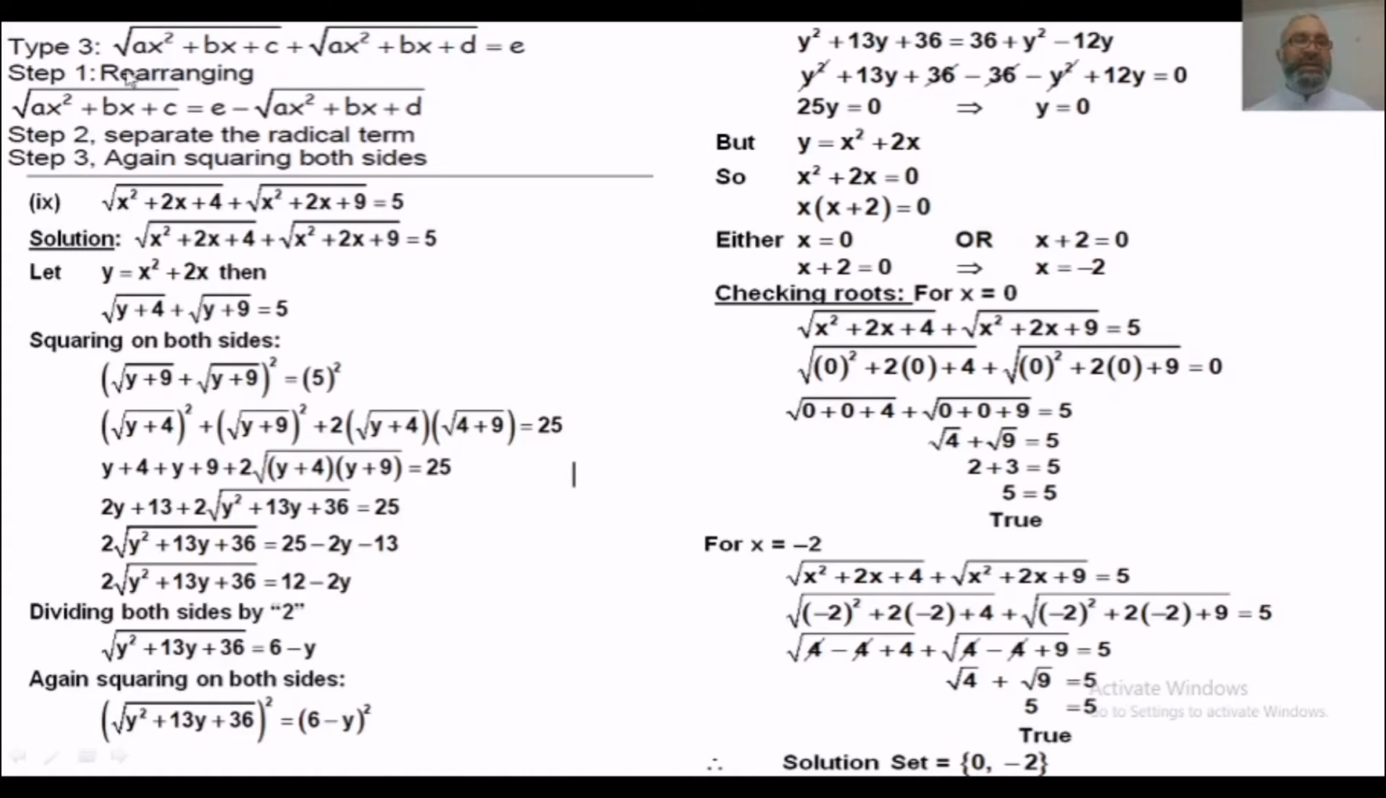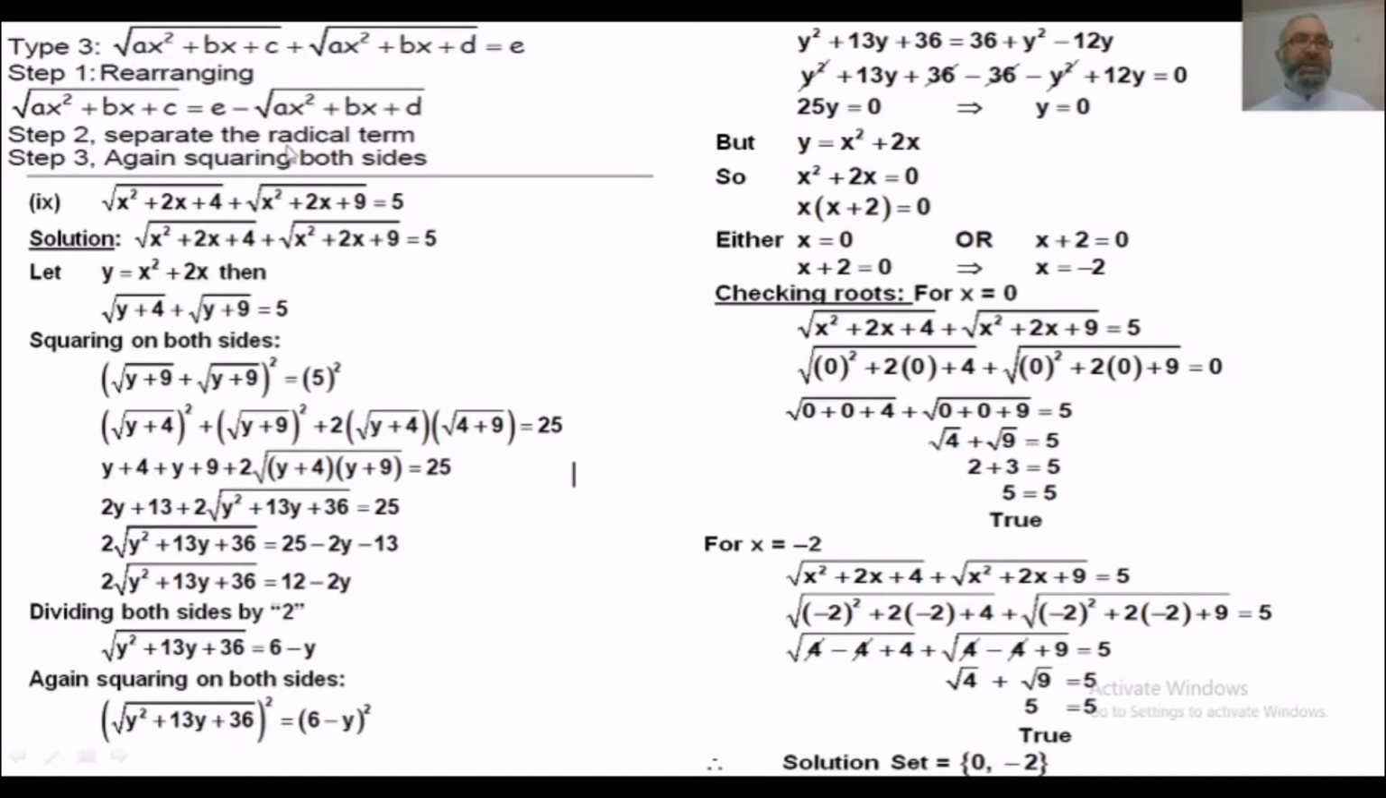So the steps for the solution of the third type equation, we have 3 steps. Step 1, rearranging. Rearranging means leave one radical sign on the left hand side and transfer the other to the right side. That becomes the square root of ax square plus bx plus c is equal to e, minus the second term. Or we leave the second term and transfer the first term to the right side. Either one you can transfer to the right hand side.